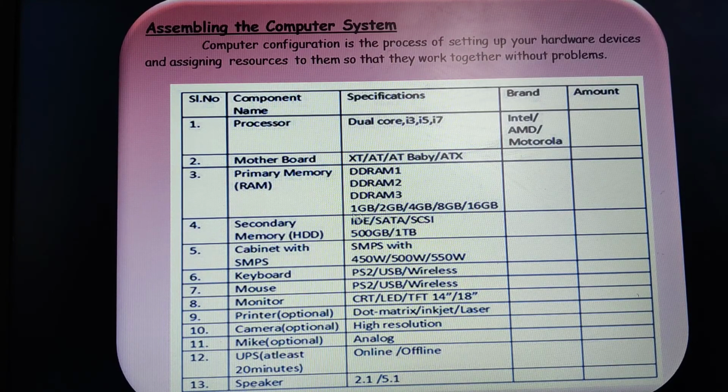Usually these DDR-M come in 1 GB, 2 GB, 3, 4 GB, 8 GB and 16 GB capacity of random access memory slots we are getting. Then we have the secondary storage devices like your hard disk drive. Okay, that is a hard disk drive.